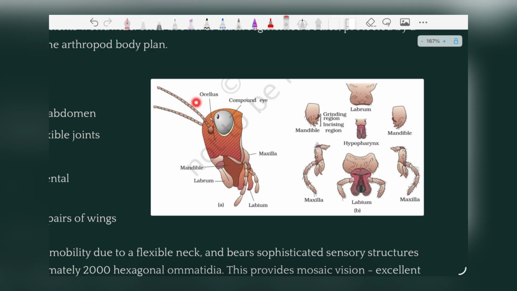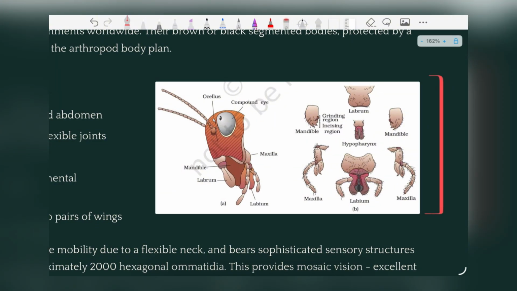This is the ocellus, the rudimentary organ. This is the compound eye. This is the ocellus, the simple eye. This is the maxilla, this is the mandible, labrum, and labium. Here is the important part. You have to memorize it.